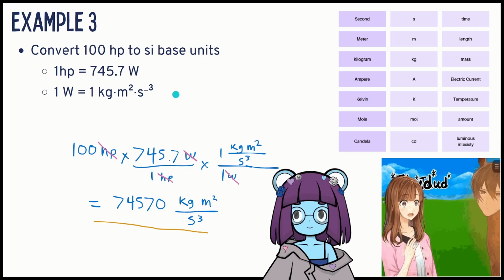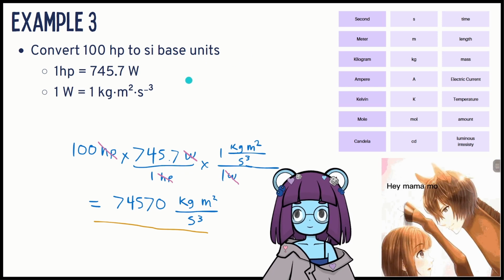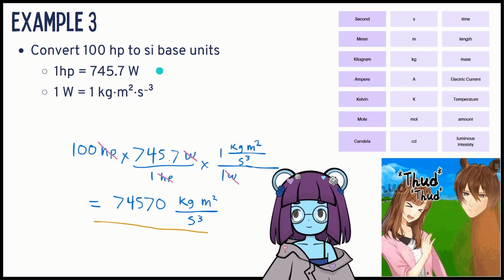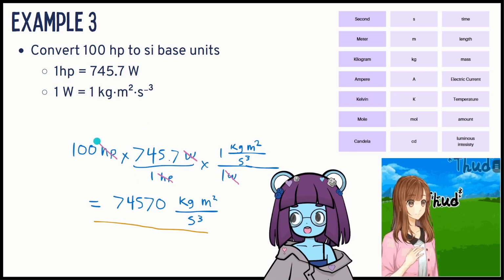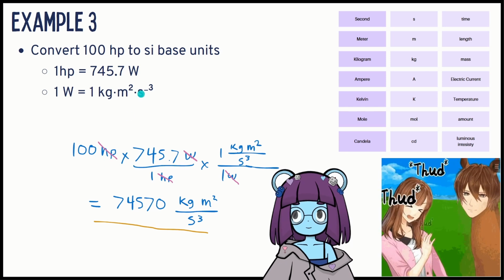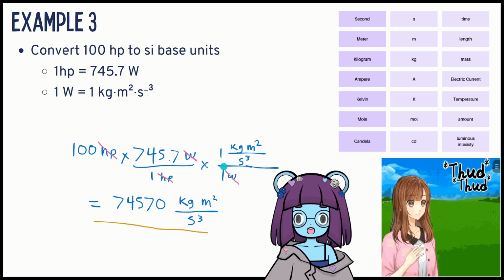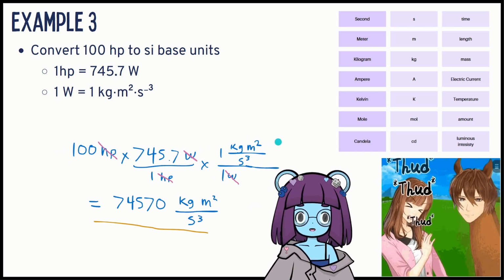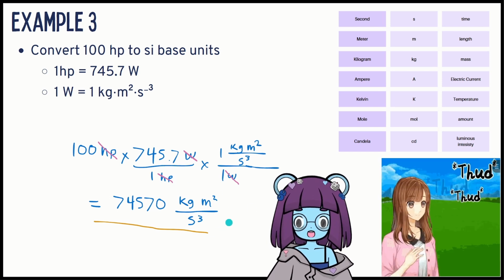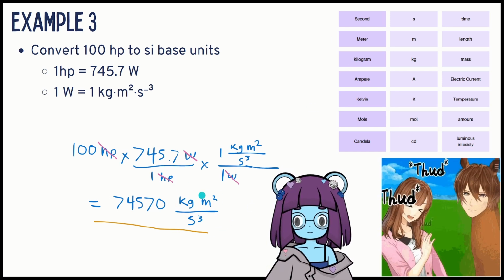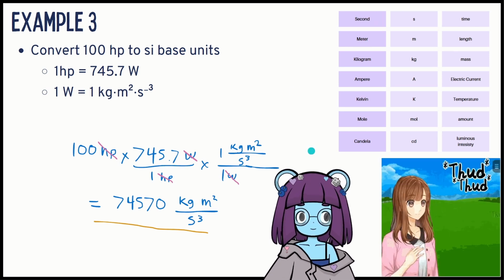Example 3. Last but not least is this example. Convert 100 horsepower to SI base units. So here we have two conversion factors. Take the first conversion factor, turn it into a conversion ratio, make sure that the horsepower units cancel out, and take the second one, convert that into a ratio, make sure the watts cancel out, and then multiply all the numbers, and then you get this as your final answer. And this is all in SI base units, and we can check. So we have kilograms, meters, and seconds, which are all on this chart.